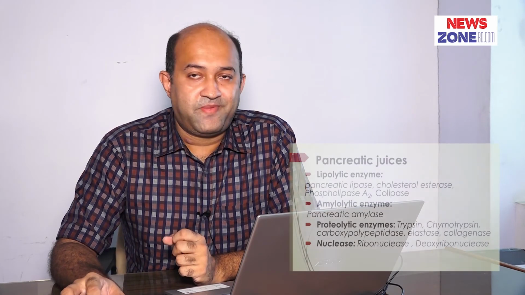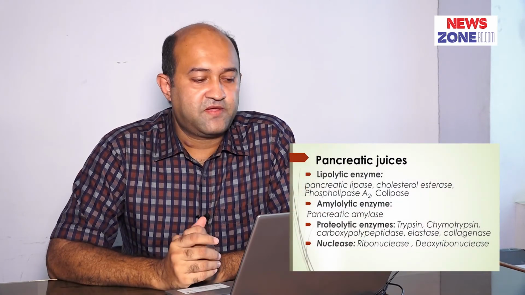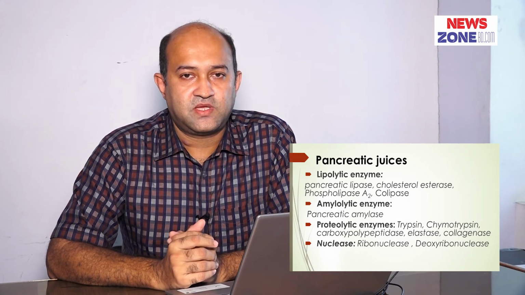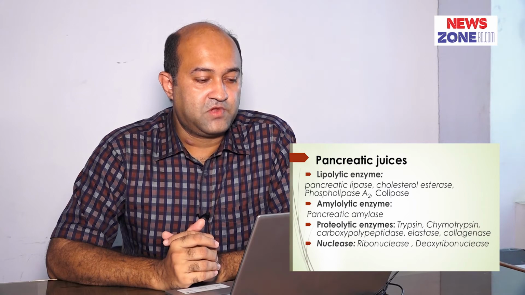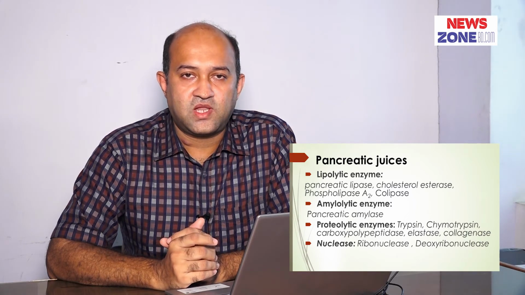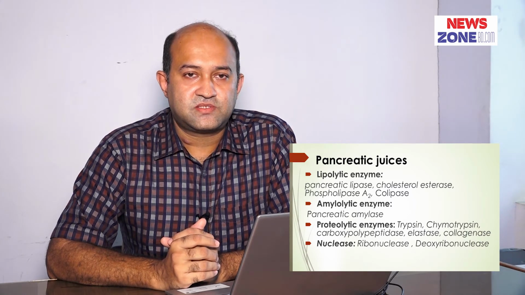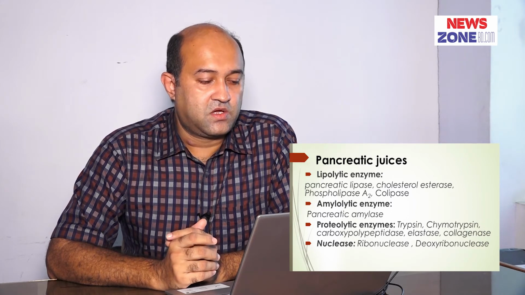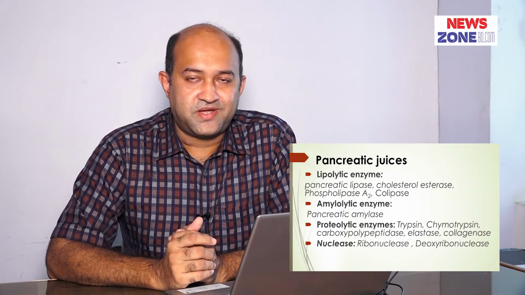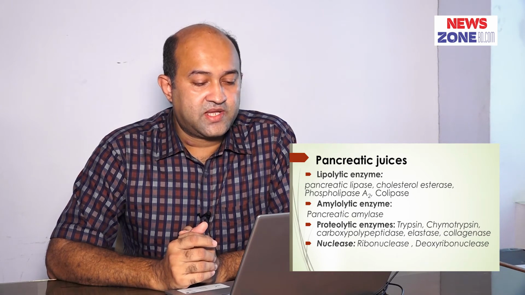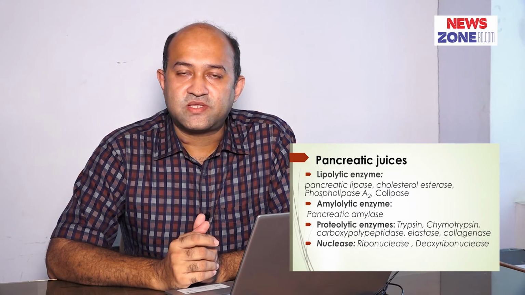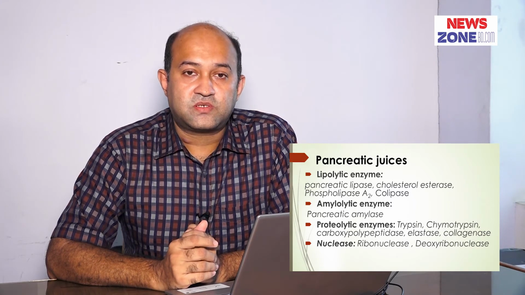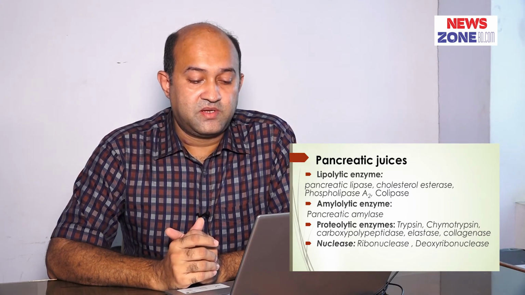And next we have pancreatic juice. Pancreatic juice has different types of enzymes that are very important for digestion. It has lipolytic enzymes like pancreatic lipase, colipase, cholesterol esterase, and phospholipase A2. It has an amylolytic enzyme, pancreatic amylase. It has proteolytic enzymes like trypsin, chymotrypsin, carboxypeptidase, elastase, and collagenase. And lastly, it also has nucleases, ribonuclease and deoxyribonuclease.